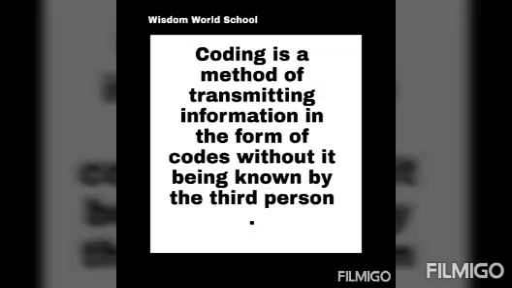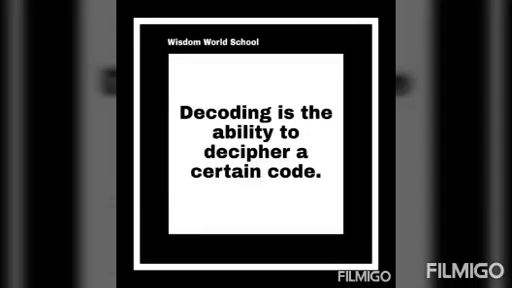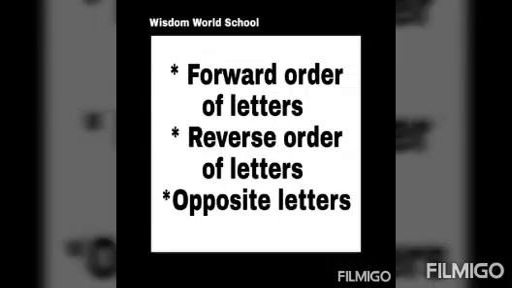If we go by the textbook definition, coding is a method of transmitting information in the form of codes without it being known by a third person, whereas decoding is the ability to decipher a certain code, which means to understand the actual meaning of that particular code. There are certain ways of coding decoding, which we will see through the examples.